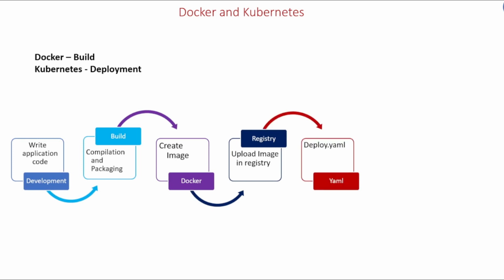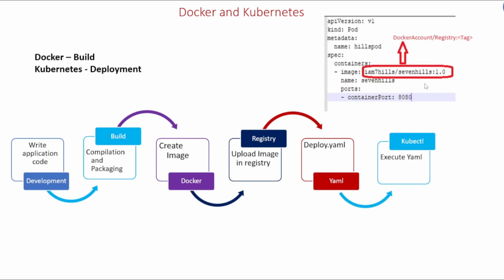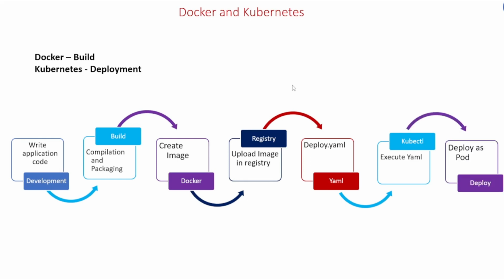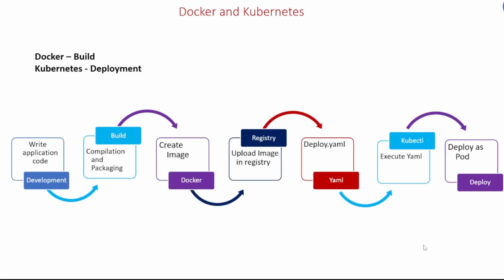Kubernetes will be responsible for deploying your image into the Kubernetes cluster. This is a sample YAML file, which will be executed in the Kubernetes cluster. When you execute this YAML file in the Kubernetes cluster, it will be deployed as a pod. The pod is nothing but your application running in your Kubernetes cluster, which will be given to the testing team for testing the application.